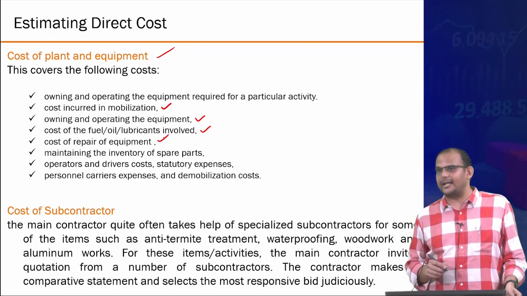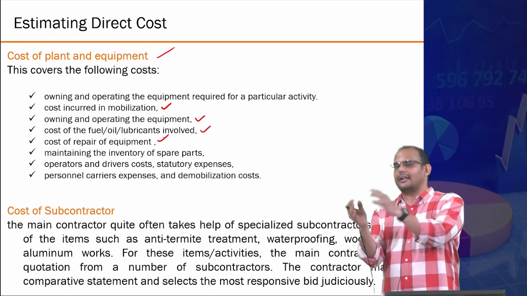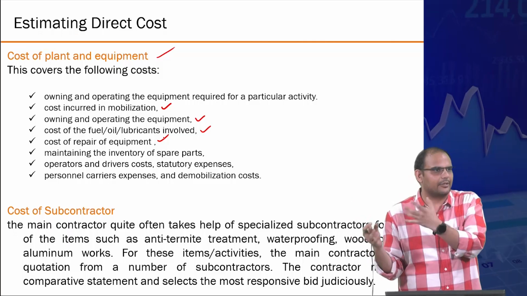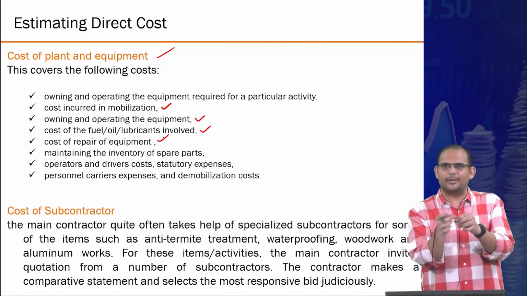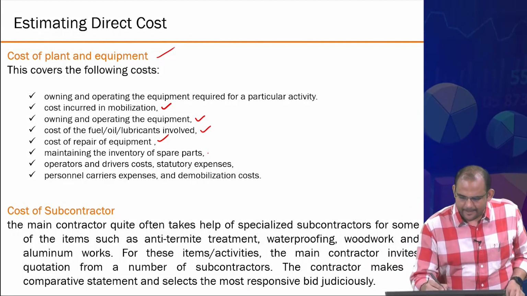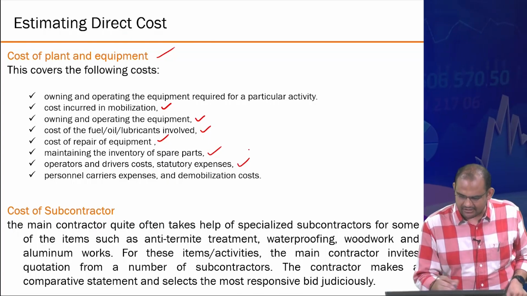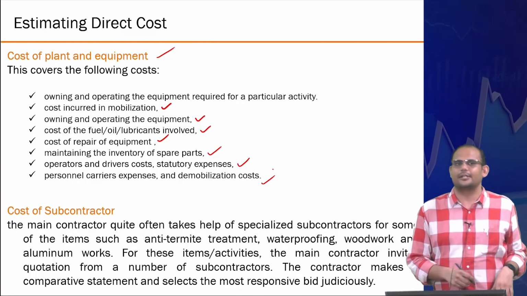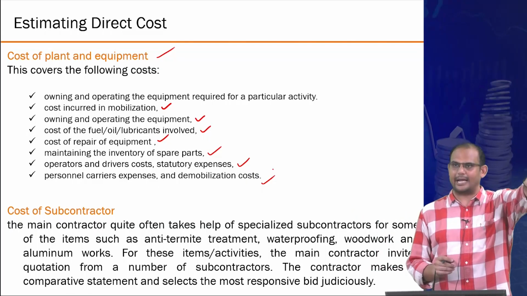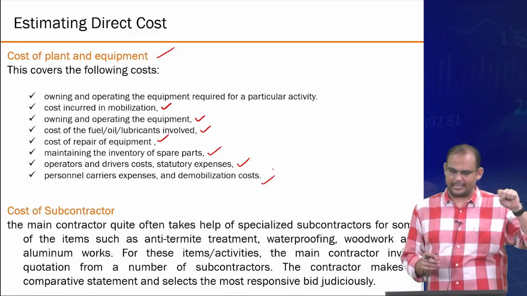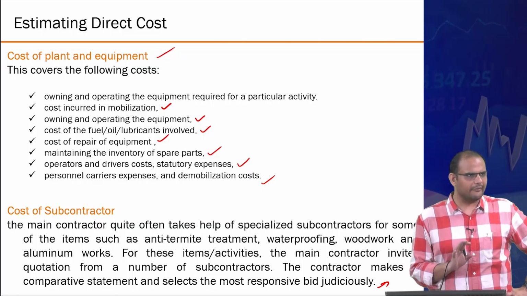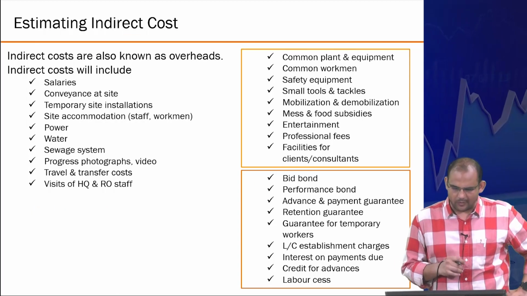If repair is required, now in construction, you will rarely find a repair or maintenance head in the balance sheet or in any project activity because that is just clubbed into the equipment part. Okay, whatever 5% money we paid, it goes into the equipment side of it. Maintaining of spare parts, operators, drivers cost, any other demobilization cost and all. These are typically included lump sum under the plant and equipment and therefore it goes directly to a particular activity, right? And subcontractors is again a similar story. With me so far? All right.